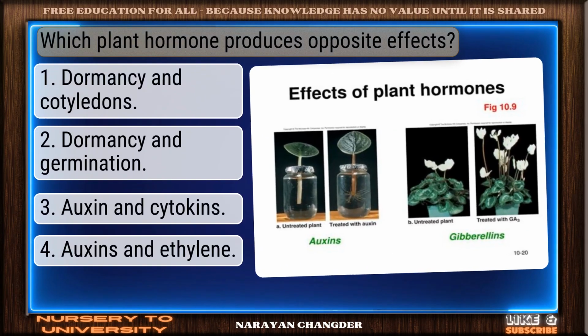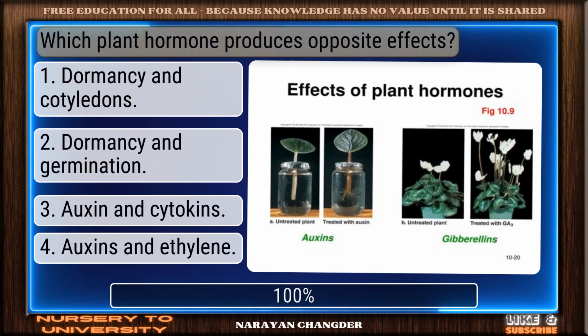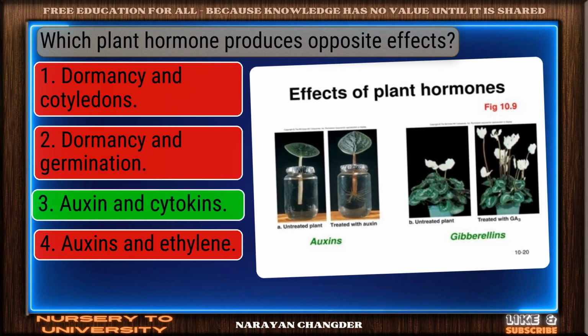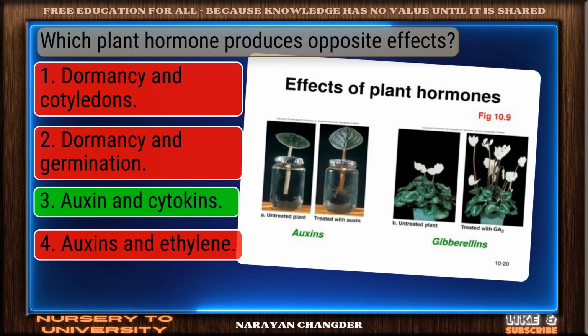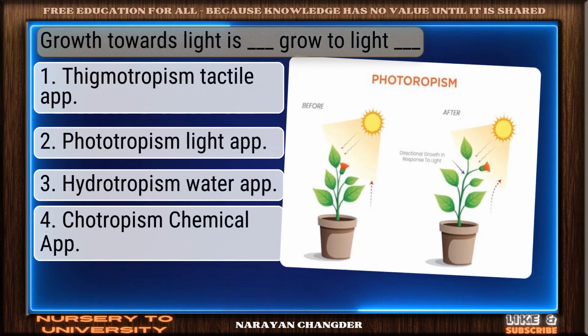Which plant hormone produces opposite effects? Well reasoned. Auxin and cytokinin is correct. Growth towards light is phototropism.